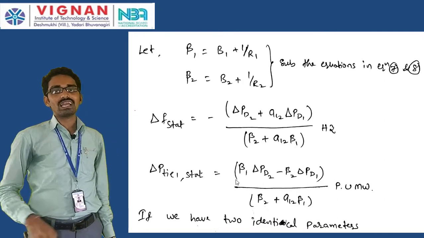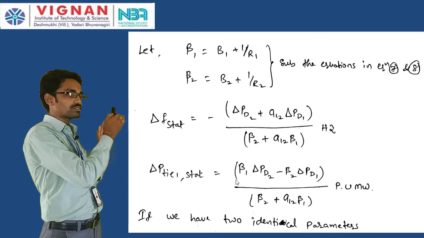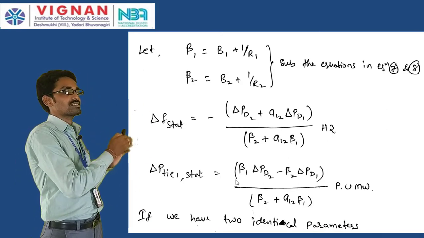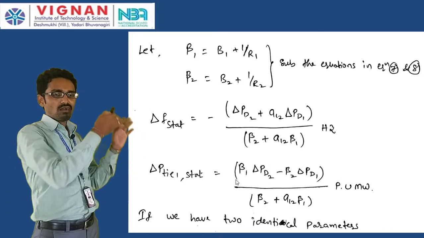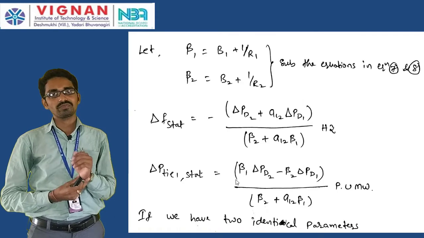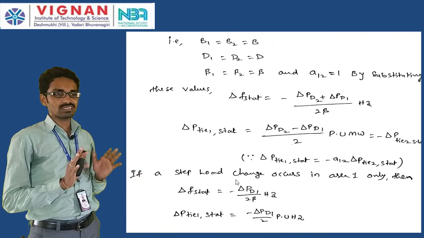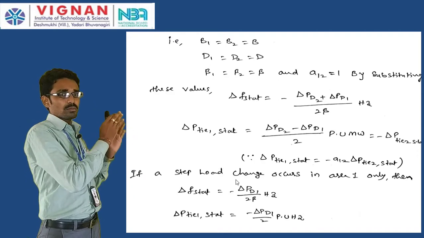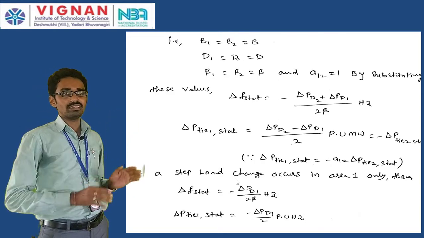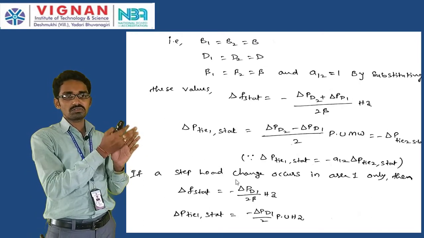So if you are having two identical parameters, that means the two control areas you are considering have the same rating machines, and all the values are going to be identical. Then what will the performance of that system be? That is nothing but I am considering B1 is equal to B2 is equal to B, D1 is equal to D2 is equal to D, and beta 1 is equal to beta 2 is equal to beta.